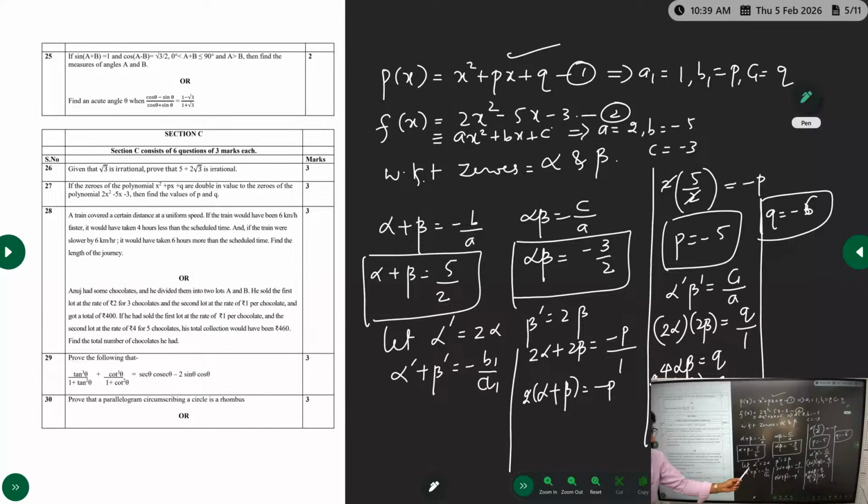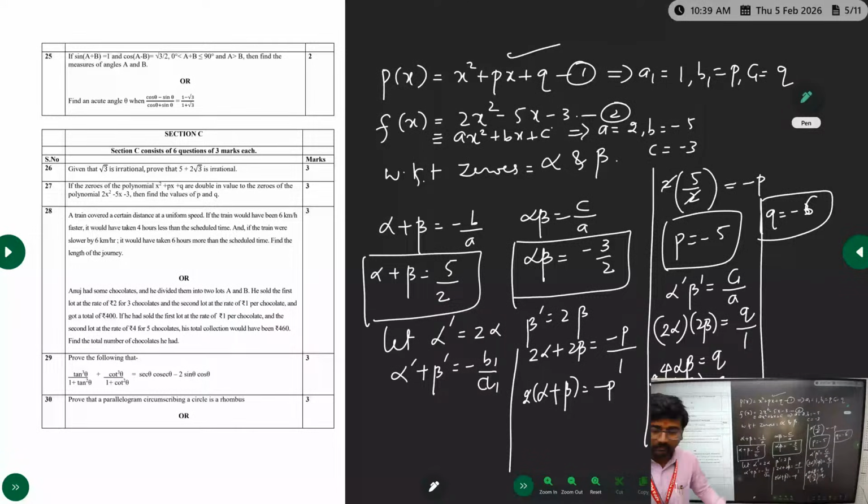So what did I take? Alpha dash as twice of alpha, beta dash as twice of beta. Then what will be the new sum of zeros formula written as alpha dash plus beta dash equal to minus b1 by a1. Now what is alpha dash value? 2 alpha. What is beta dash value? 2 beta. Can I take 2 common?